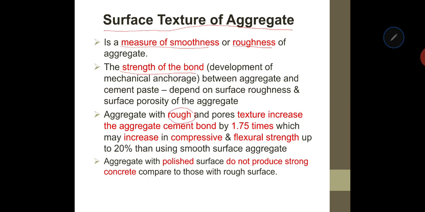Let's see this one. If we have rough aggregates, the texture increases the aggregate cement bond by 1.7 times. So it's good for us to have high roughness. This will increase the performance and also increase compressive and flexural strength by up to 20% compared with using smooth surface aggregates. Aggregate with a polished surface does not produce strong concrete compared to those with a rough surface. The roughness gives extra performance in contact with your cement paste.